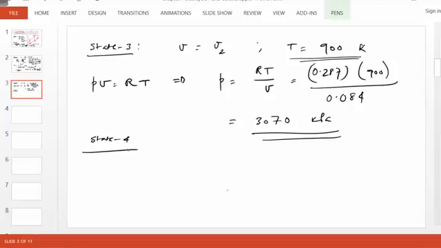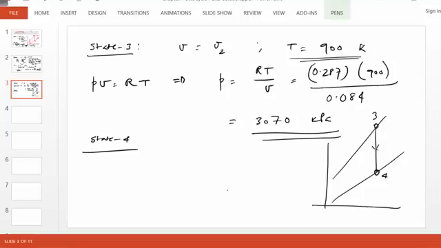To find state 4, again we are going to use the isentropic relationship. So notice, 3 is here, 4 is there. The isentropic relationship says that the temperature ratio, T3 over T4, and the volume ratio, the opposite of the volume ratio, goes something like this.